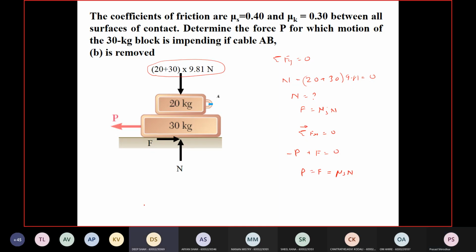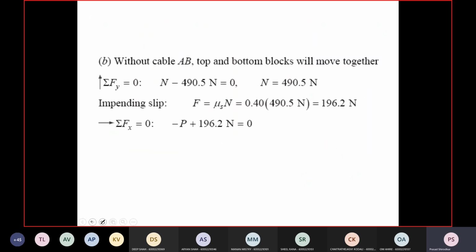N is 490.5. Correct. N is 490.5 newtons. F is 196.2. So P is 196.2 newtons. Alright. So that completes this.